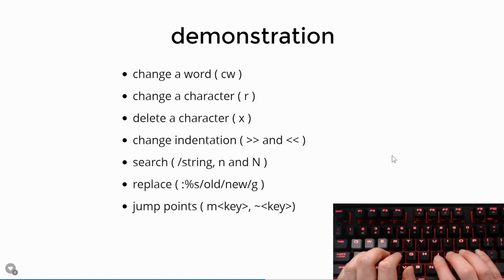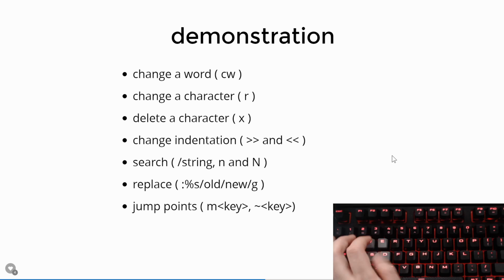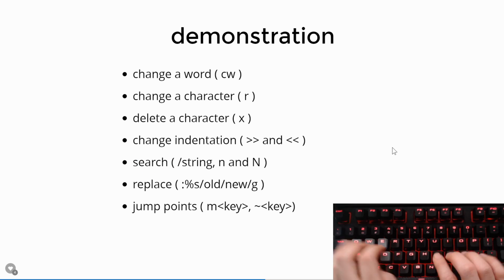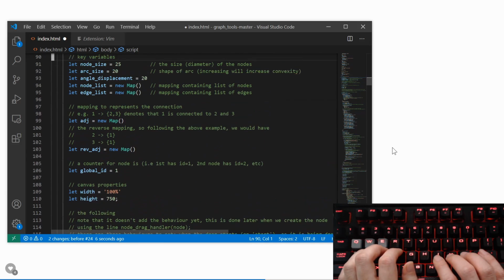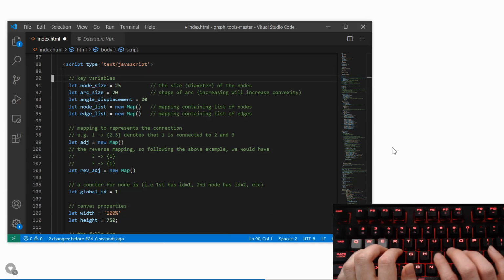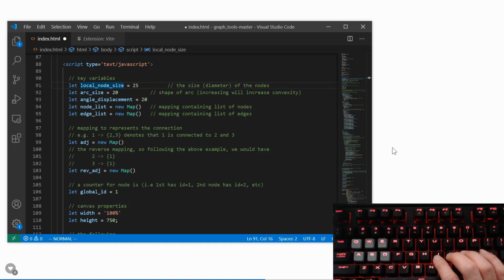What else? There's search and there's replace. This one I seem to do a lot. I'm not sure whether this is good practice or not, but what do I do? Let's say I want to modify node size. I have a variable called node size, and I want to change that to local node size. If I refactor it like that, I probably have to look for node size in the rest of the document.